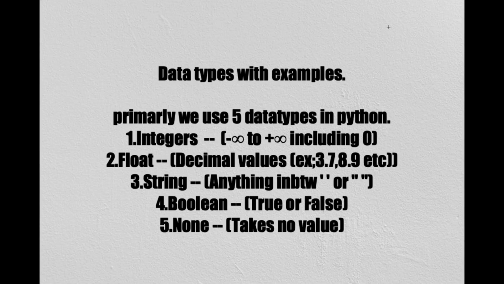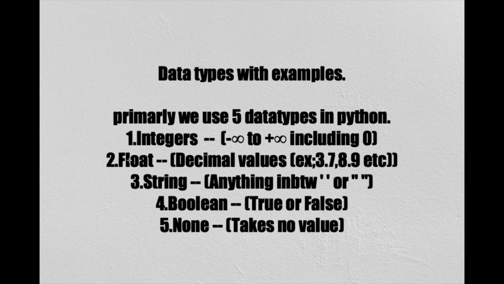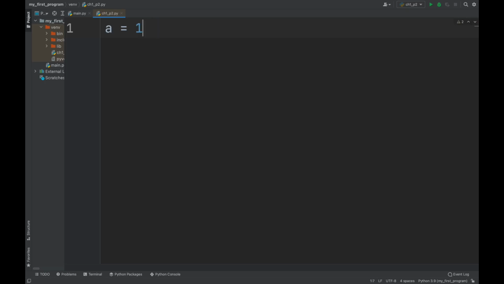So let's see a few data types with examples. In Python, primarily we use 5 types of data types. First one is integers. -1 is an integer, 0 is an integer, 45 is also an integer. The second data type is float. Float is nothing but any value that contains a decimal point. 3.6 is a float, 1.5 is a float, 5.666 is also a float. Basically any value that consists of a decimal point is a float.